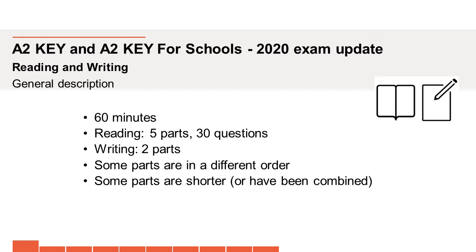Let's start with the reading and writing paper. When revising this paper, the aim was to make sure there was proper coverage of different reading and writing skills and sub-skills at A2 level, while reducing repetition or redundancy. The new test also includes greater authenticity in the reading tasks.